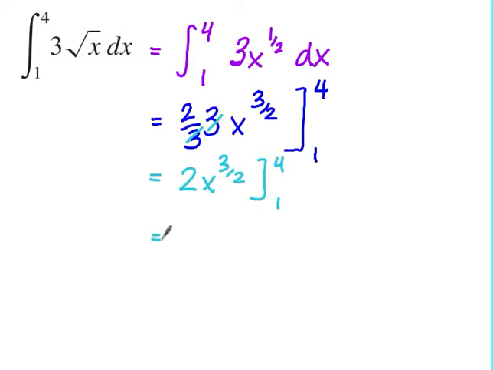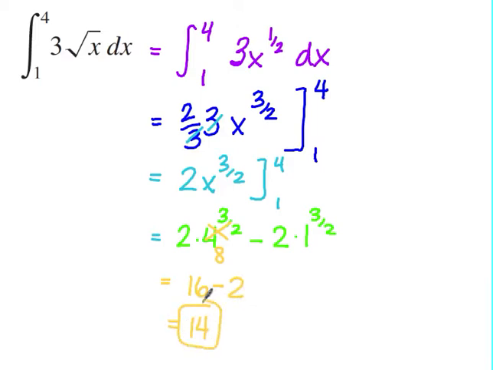So the first thing I'm going to do is plug in 4. I end up having 2 times 4 to the 3/2 minus 2 times 1 to the 3/2. 4 to the 3/2 is actually 8, so 2 times 8 is 16, and I end up having 16 minus 2. So my answer is 14. That means the area under the curve 3 root x from 1 to 4 is 14.